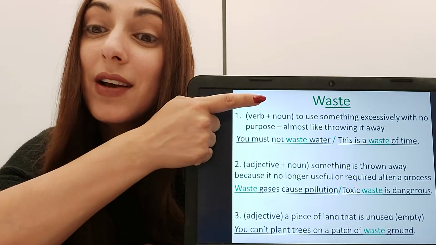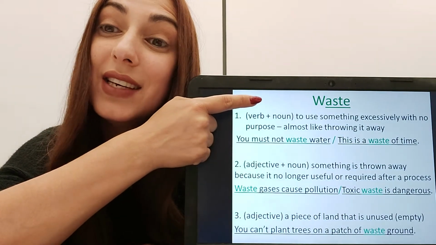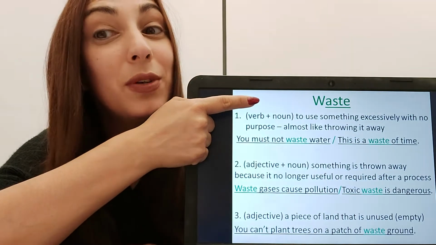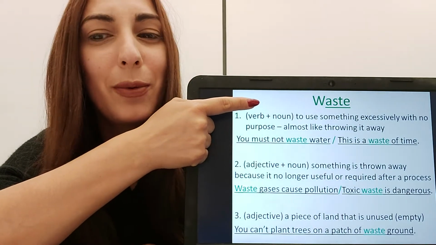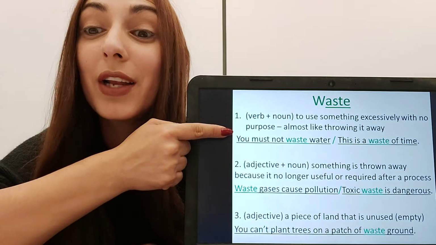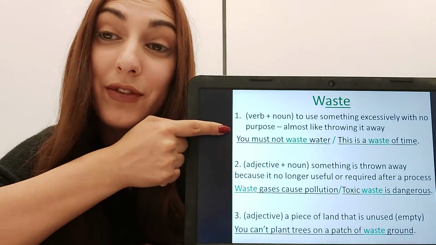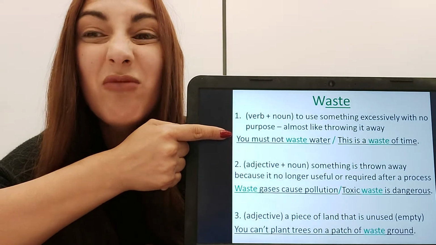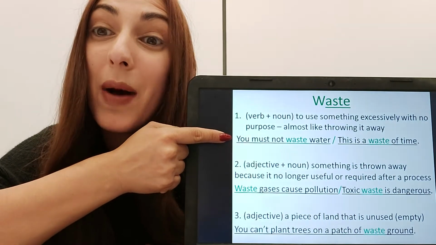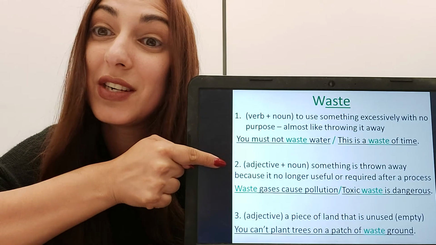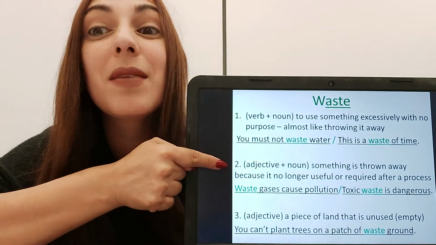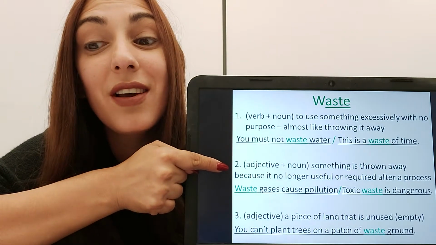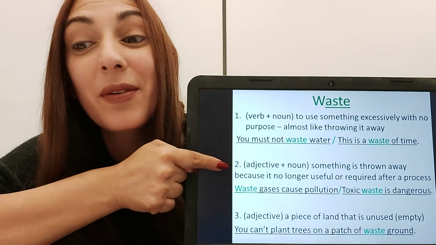Now, waste, which is W-A-S-T-E, has multiple uses, but they're all quite similar in a way. Now, the first one is a verb and a noun, obviously, and it means the excessive use of something with no purpose, almost like throwing it away. But if you want to use it also as an adjective, it means something is already useless, so you want to throw it away.